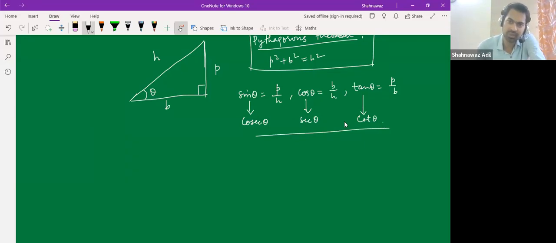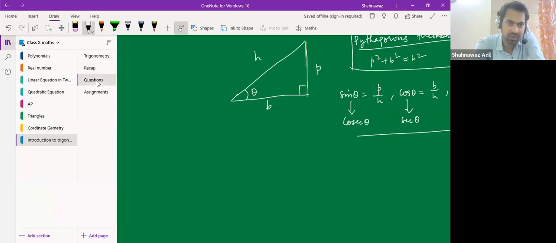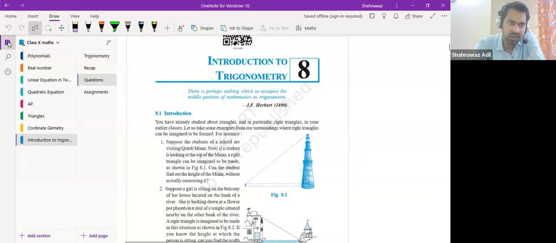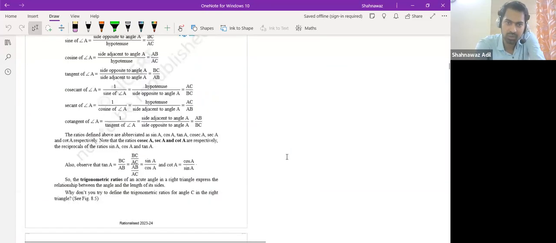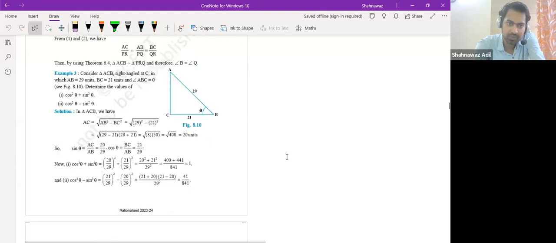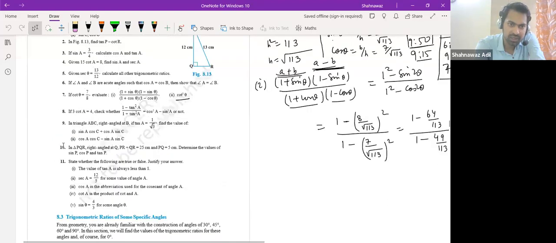And on the basis of these ratios, we solved some problems. So we were solving some problems. I gave the last questions as well. Let us see what those problems were. Yeah, so I gave 8, 9, 10. These were the questions. Is it correct, Amar?